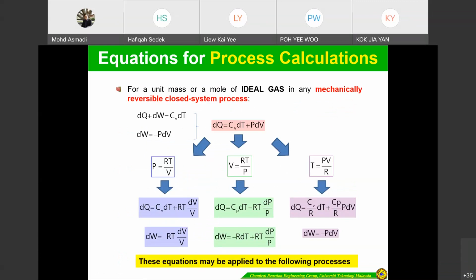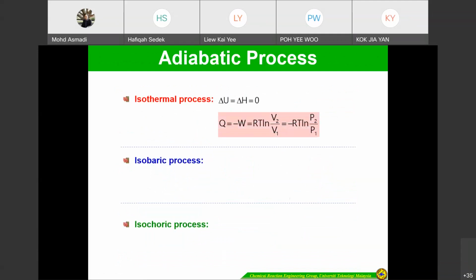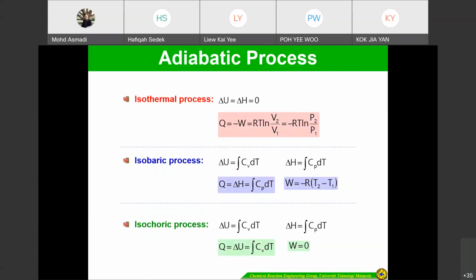Okay, so this we can apply for the following processes: isothermal, isobaric, and as well as isochoric. This one is constant temperature, constant pressure, and constant entropy. I think isochoric, okay, constant volume. Saya rasa isochoric. Cuba tengok. Saya lupa pula. Saya tahu isochoric ni selalunya saya lupa.